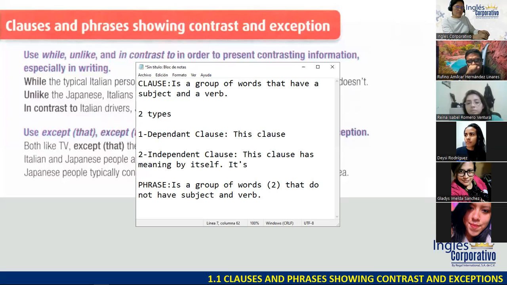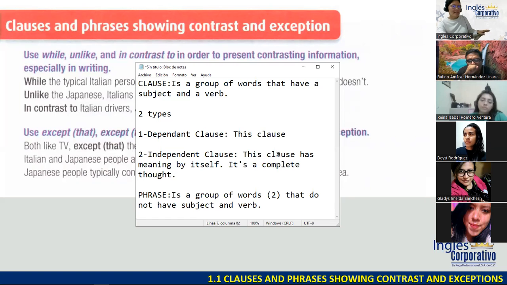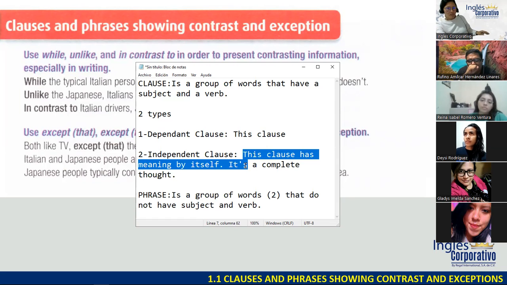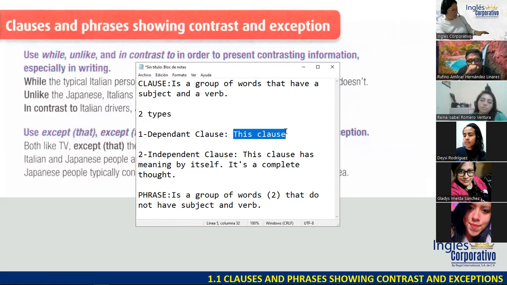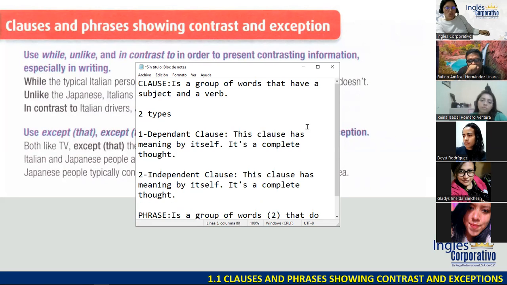Or it's a complete thought. Okay, it's a complete thought. The other one is the opposite. La otra es lo contrario, okay? So, vamos a ponerlo acá. This clause has no meaning by itself. It's an incomplete thought, okay? Incomplete thought. Examples.